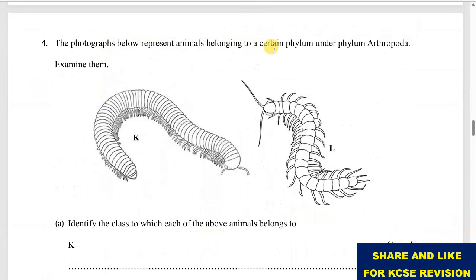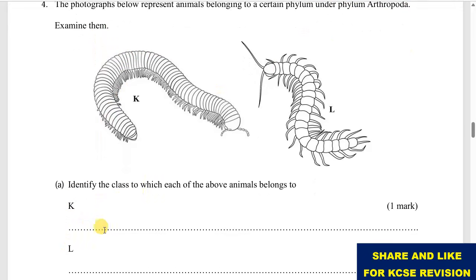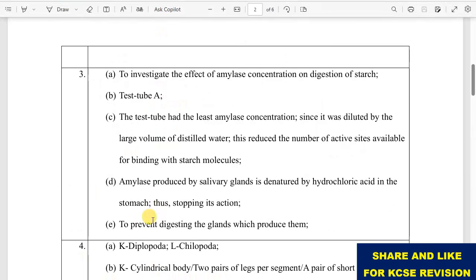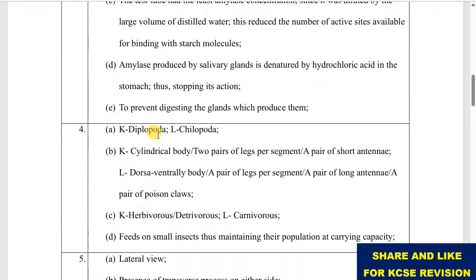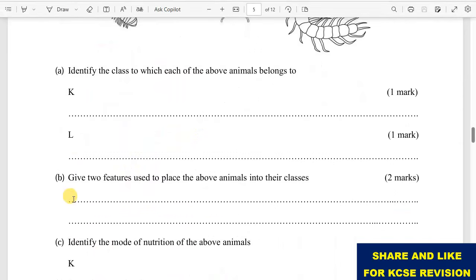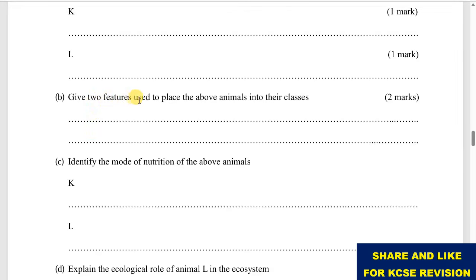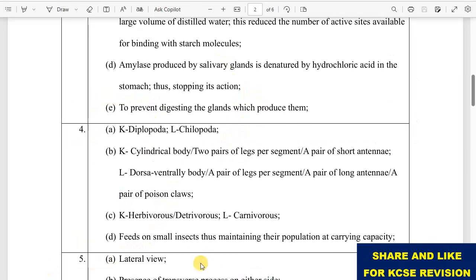The diagrams represent animals belonging to a certain phylum, phylum Arthropoda. Examine them. Identify the class to which each of the above animals belongs. K, Diplopoda; L, Chilopoda. Give two features used to place the animals above into their classes.